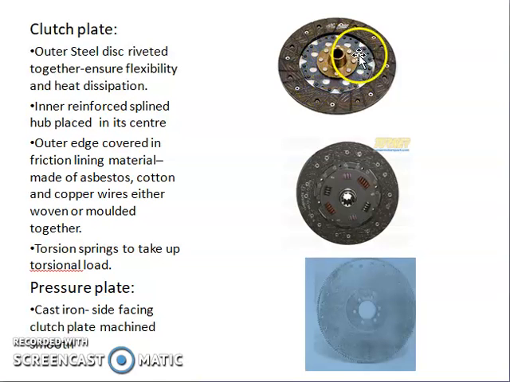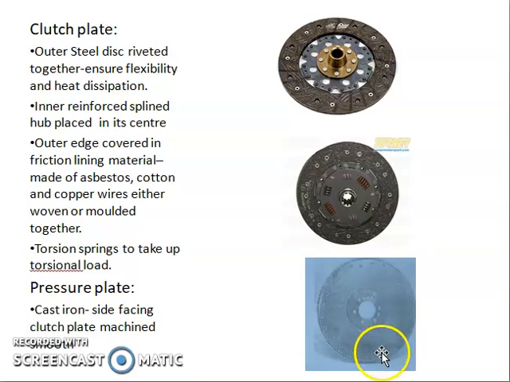And then you can see the inner reinforced splined hub which is present at the center. On the outer edges, you can see the friction lining material. This friction lining material is made up of asbestos, cotton and copper wires. These can be either woven or molded together. And you can see torsion springs located in the body of the friction plate. This again is to take up the torque or the torsional load which is acting on the friction plate.